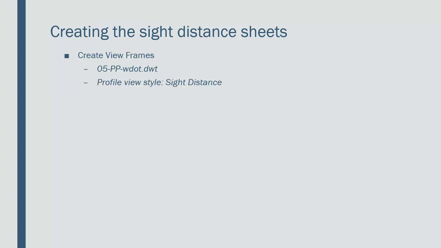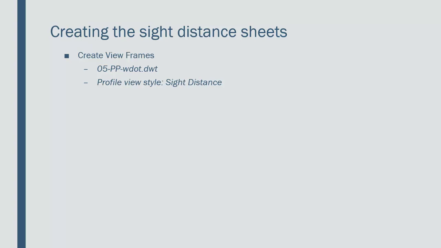So the first step here is to create the view frames. We're going to use the 05-pp-w.dwt. This is a template file that you can set, and it's in the WIS.dot folder full of sheet templates, different sheet templates. So you want to be careful which one you pick. There's going to be a lot in there, but that's the one that we're looking for.